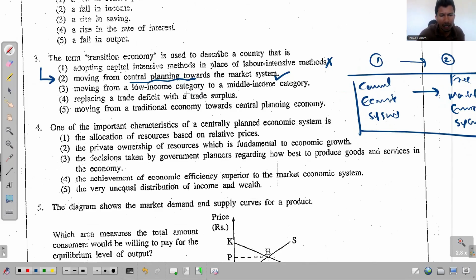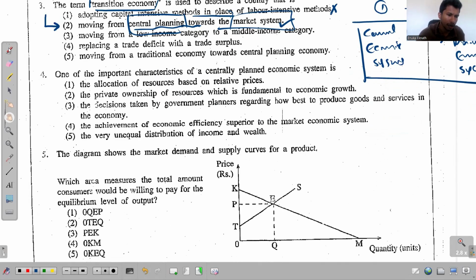Moving from low income category to middle income, no. Replacing a trade deficit with a trade surplus, no, they don't have meanings actually. We don't have a meaning to describe. That is the problem. The fifth one, moving from a traditional economy towards central planning economy, no. So what happens in real life, all these command economic systems get transformed into free market economic systems, and we use these transition economies to recognize such economies. Right, look at the fourth one.